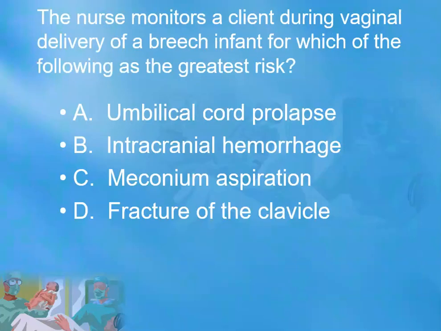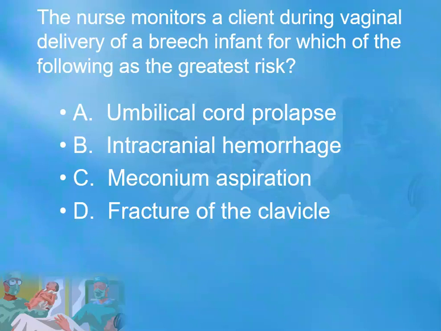Okay, the nurse monitors a client during a vaginal delivery of a breech infant for which of the following is the greatest risk? What would be the greatest risk with a breech baby? Umbilical cord prolapse, intracranial hemorrhage, meconium aspiration, or fracture of the clavicle? So if you were to look at these, what is your best answer? Think about it. Say this baby's breech and the feet are down. What about umbilical cord prolapse being the correct answer? If you answered A, you were correct.